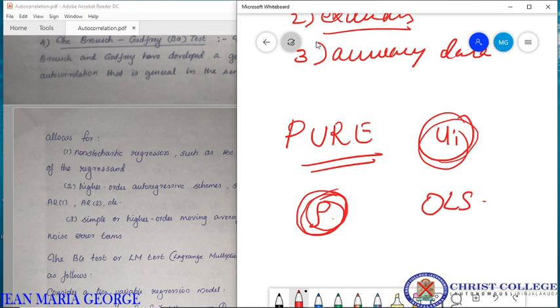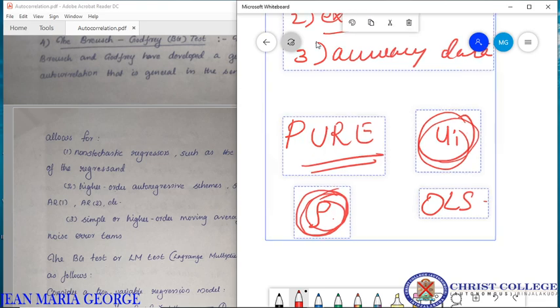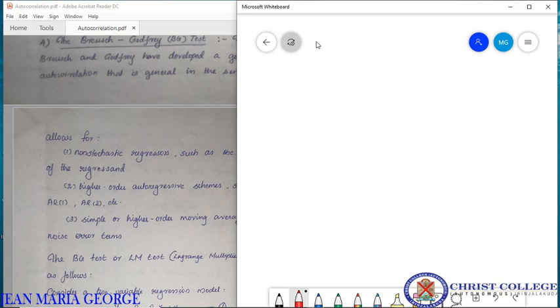So this is all about the story of autocorrelation. It is a problem, a limitation, a violation of the assumptions of OLS estimation. Autocorrelation is one of the three problems of econometric analysis.